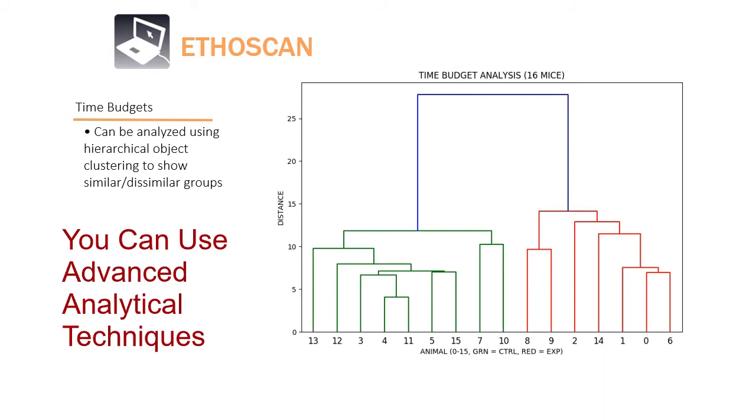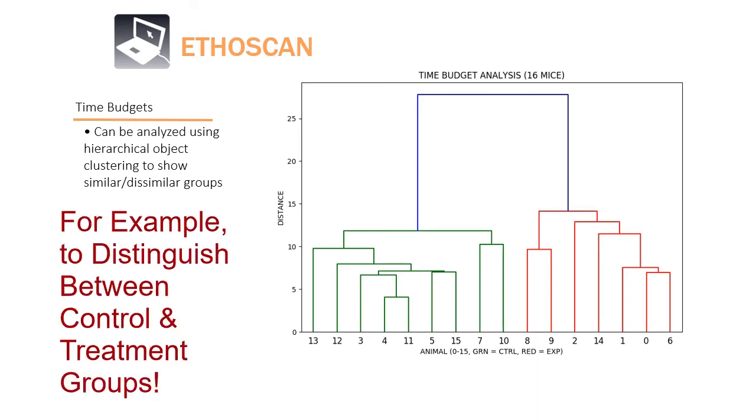The thing about the nice objective arrays is that you have any number of ways that you can actually analyze these. Just to give you one example, time budgets can be analyzed using hierarchical object clustering to show similar or dissimilar groups. In this particular case, for a time budget analysis of 16 mice, here is the control group and here is the experimental group. So this is a very, very powerful objective tool for distinguishing between control and experimental groups.